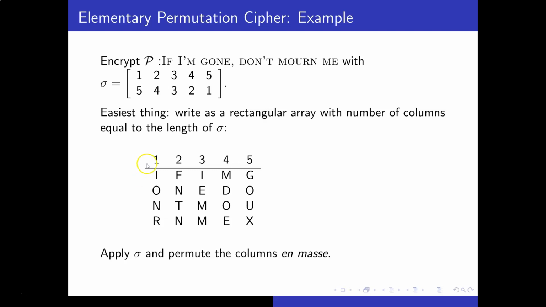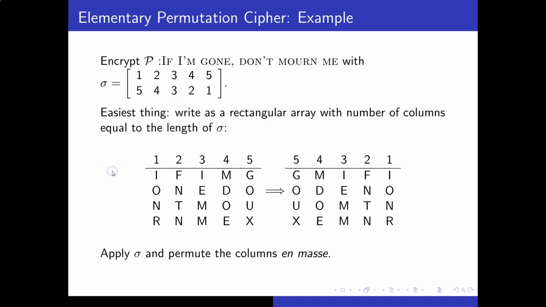All right, so I'm going to move column 1 to position 5. And similarly, I'm going to take the column in 5 and move it to 1. Column in position 2 will get moved to 4. Column 4 will get moved to position 2. And 3 is going to remain static. It's going to stay right where it is.